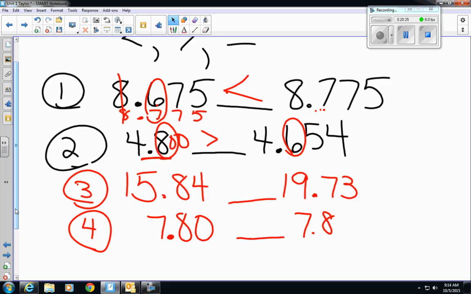Okay? Couple of things. Always check your whole numbers first. 15 smaller than 19, right? Do I need to worry about my decimals at all? Not a bit. And I kind of did that on purpose so I would know if you looked at the decimal, because it would be the opposite direction. How about this one? They're equal. I can annex that 0, or I can cross that one off. Either way, they are equal.